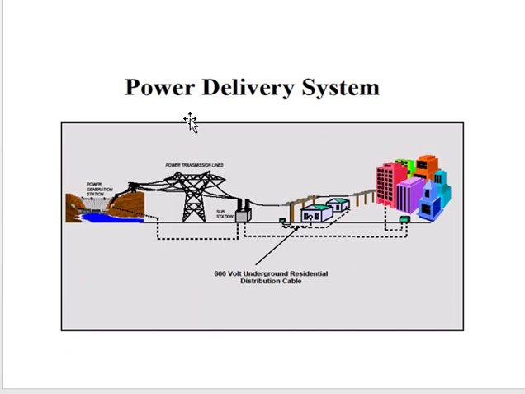Now next, this is actually how the cable is lying in the underground. This is the power delivering system. Here we are generating the power in a power station. This is the transmission. Through the overhead we are transmitting the power from the transformer. We are supplying power to the consumer.